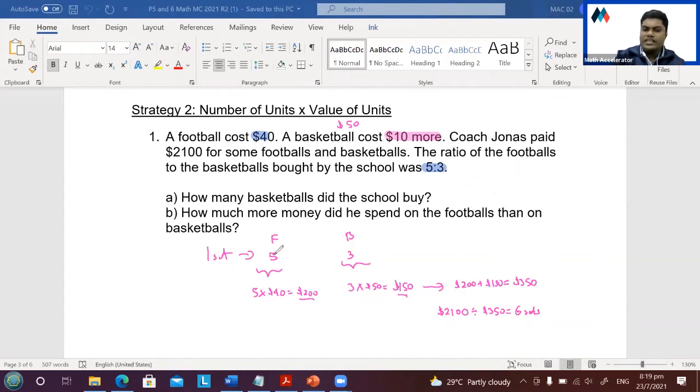Okay, so one set consists of 5 footballs and 3 basketballs, right? So if there are 6 sets, there would be 30 footballs and how many basketballs? 6 times 3 will give you 18. So the question 1, part A, how many basketballs did the school buy? So the answer is simply 18 basketballs. Is this part clear?